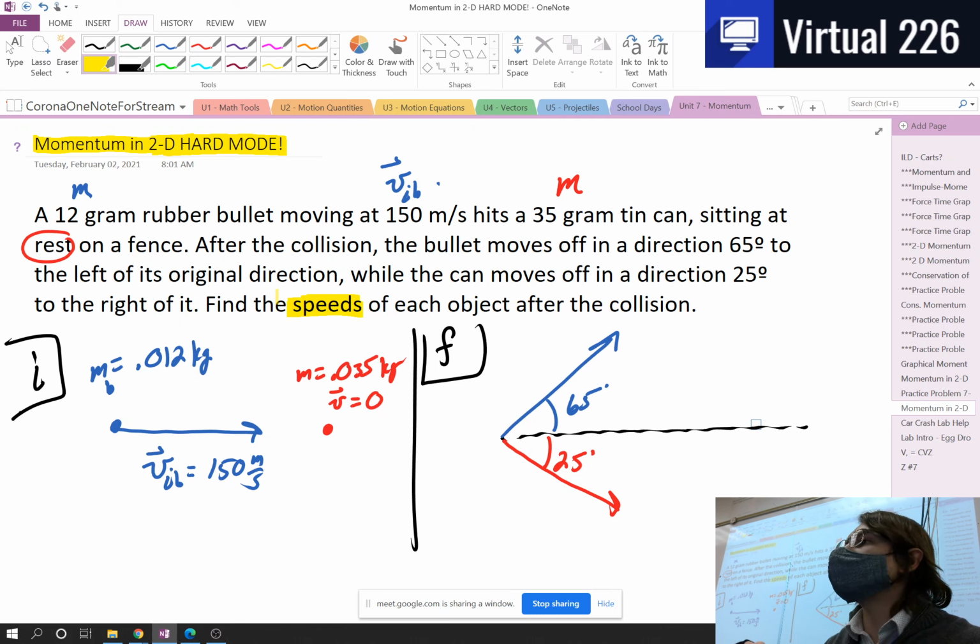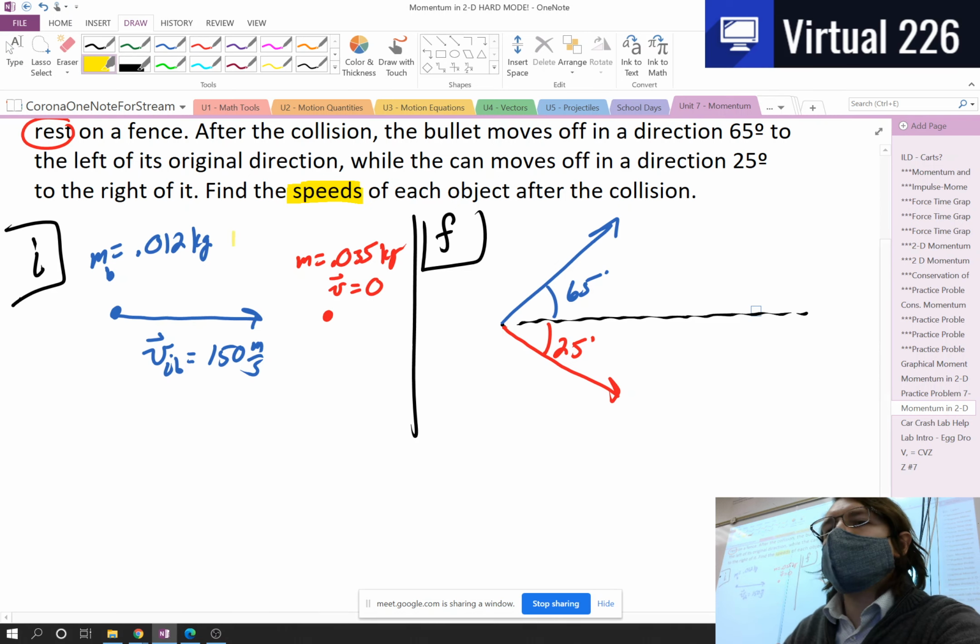What we're going to do here is analytically solve this. We're going to solve this with numbers so that we get a totally precise answer. Because whenever you use protractors and rulers, you're taking measurements. You might be a little bit off. It's a quick way, but it's not always perfect. We're going to find an exact solution here.